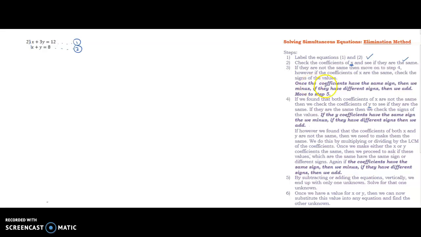It says, once the coefficients have the same sign, then we minus. If they have different signs, then we add. So we have number 1 and 1 here. That's positive 1 and positive 1. So that means I could minus. So I'm now going to minus vertically for this question. It means I'm going to do my sum like this. 1x minus 1x is going to be my first sum.